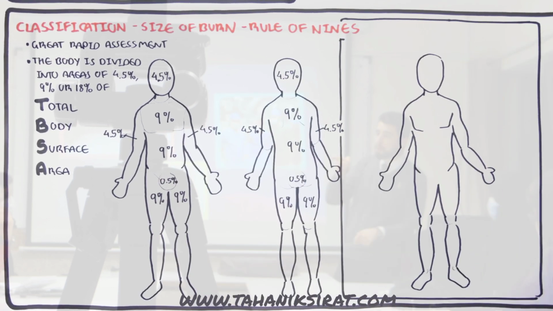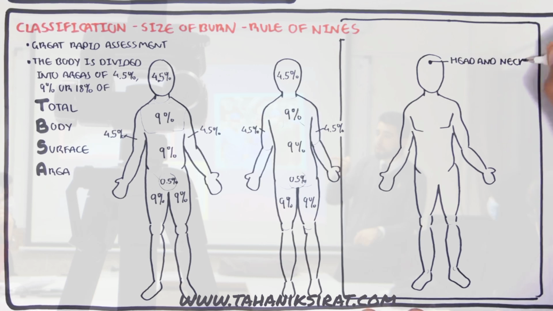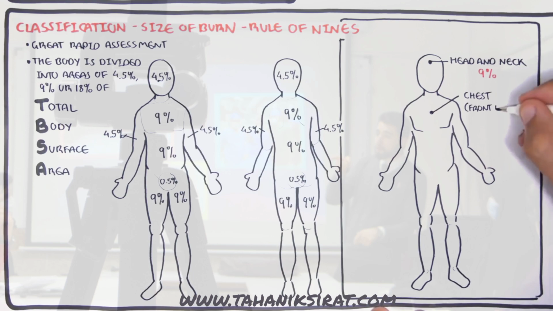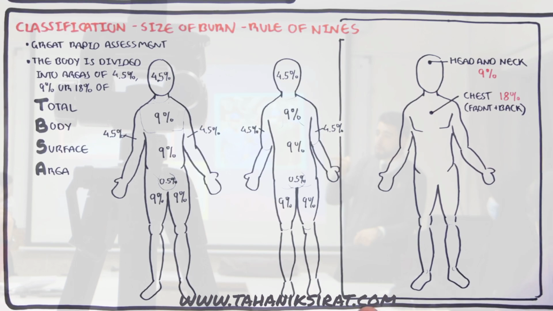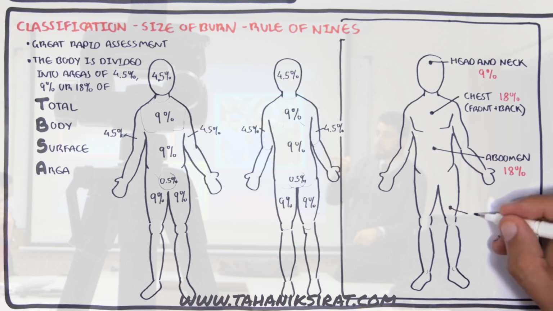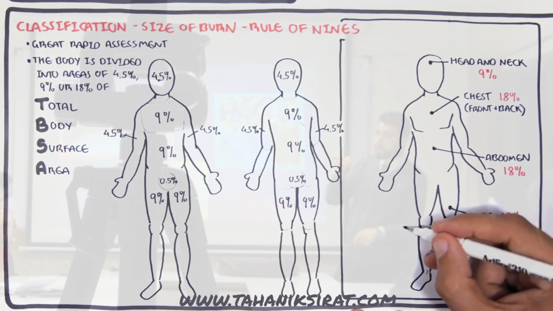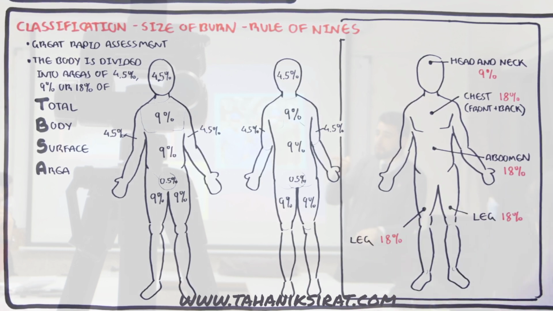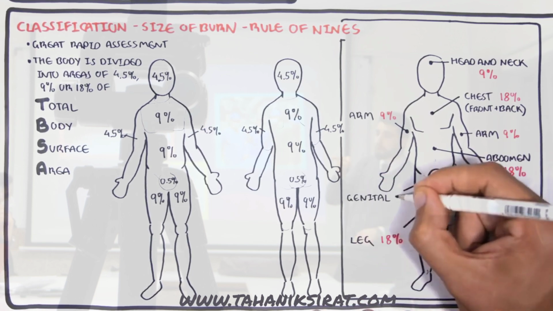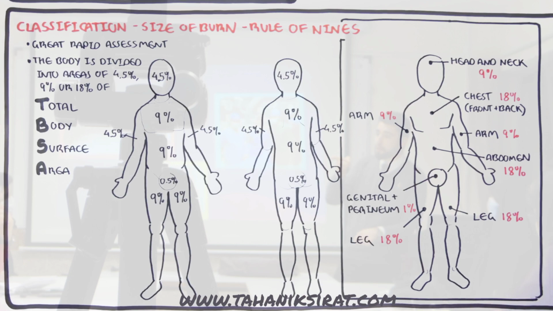So to summarize, the head and neck total is 9%. The chest, front, and back is 18%. The abdomen all around is 18%. One leg is 18%, and one arm is 9%. And the genitals and perineum is 1%. So all should equal 100%, if I did it right.